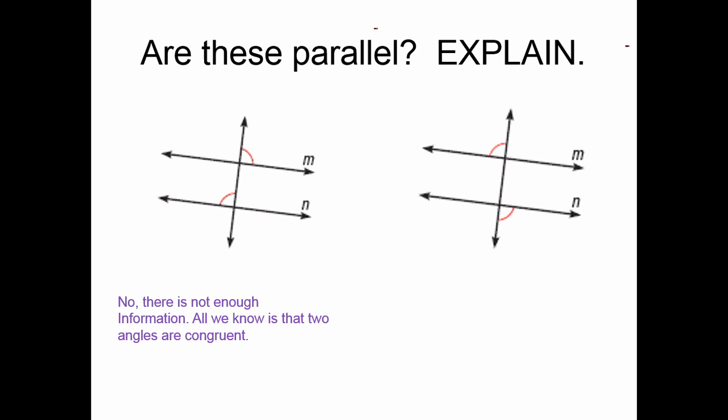And then these here, these two angles are your alternate exterior angles. So since they are alternate exterior angles, I can state with 100% certainty that line M is parallel to line N.